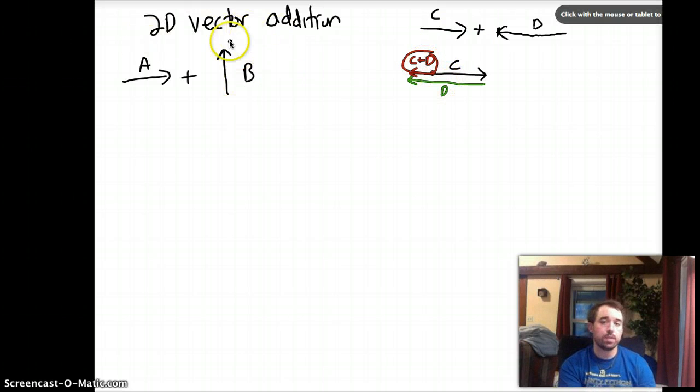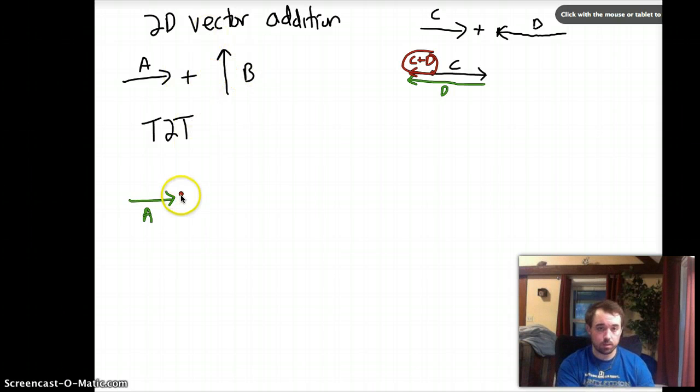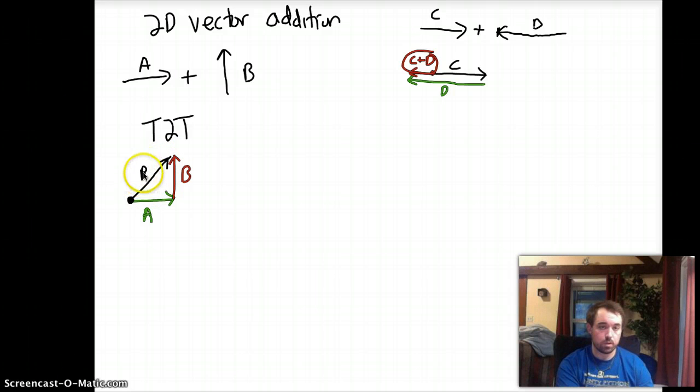But let's look at 2D vector addition. The same process works. We still use the tip to tail method. So when we're drawing, we're going to take vector A. That looks like it's vector A. And we're going to go up vector B. So start at the tip of vector A, go up vector B. And then our result starts at A, points to the tip of B. So this we're going to call our result, which is vector A plus B.